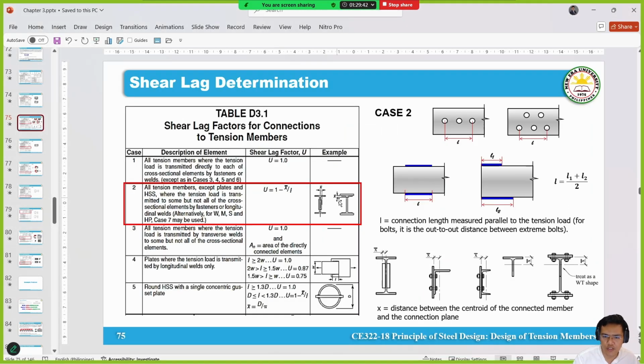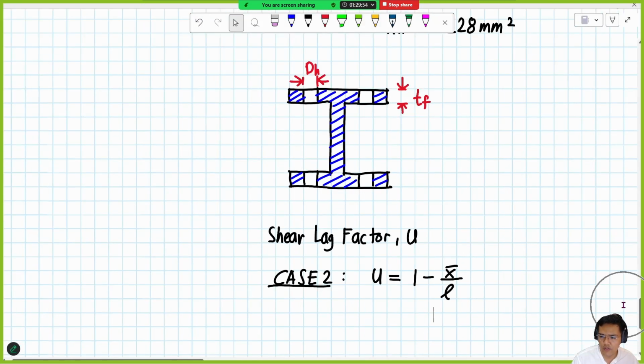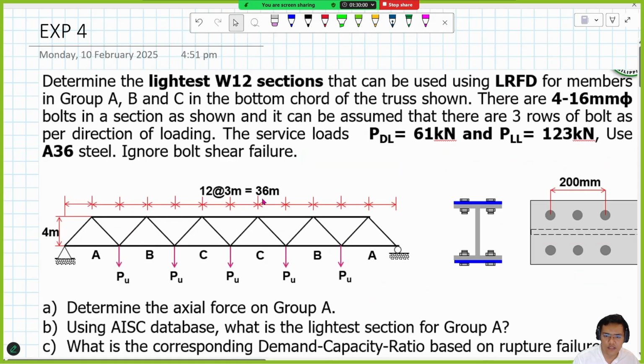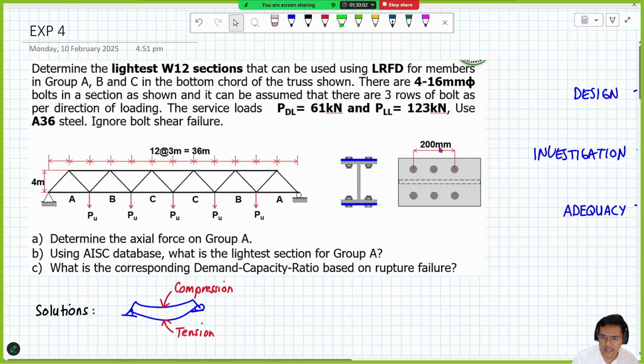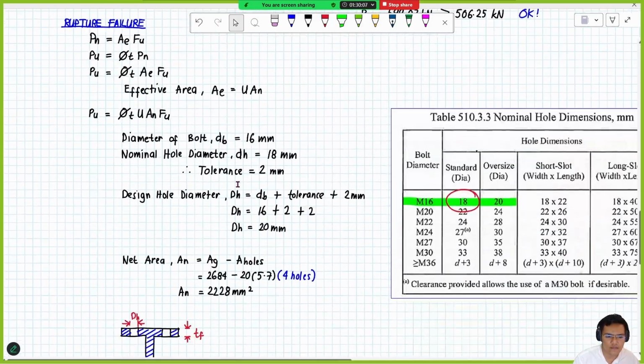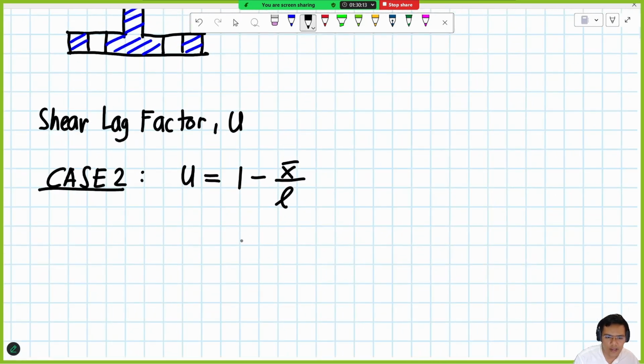What is the definition of x? What is the definition of L? Again, L is the out distance to the extreme bolts. Going back to the problem, we could say that L, the out distance of our bolts, is this distance 200. So L is equal to 200.